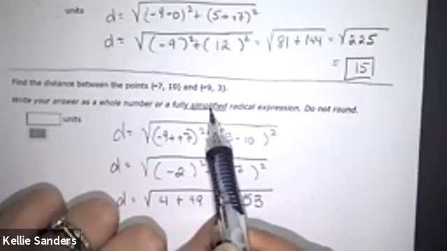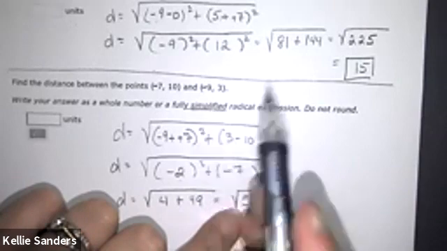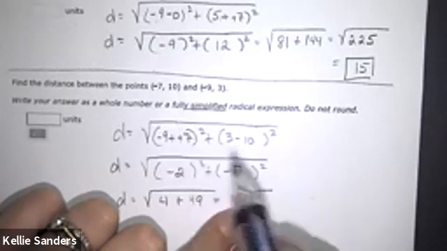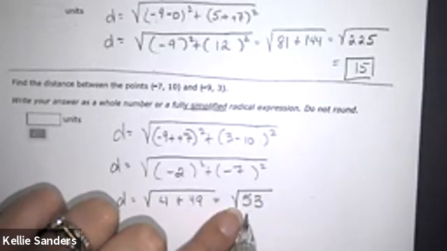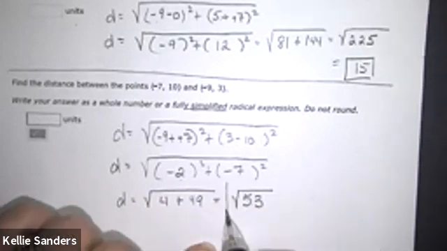If we know our prime numbers, anything goes into this, it's just one in itself. If it's a prime number, then this is finished. Nothing goes into 53 besides 1 and 53. So this is our answer.